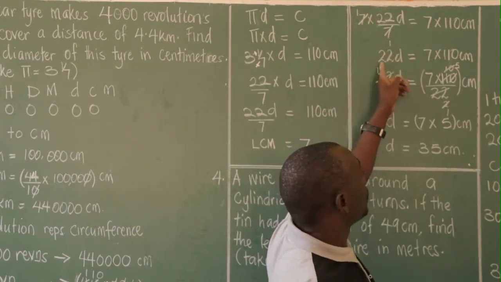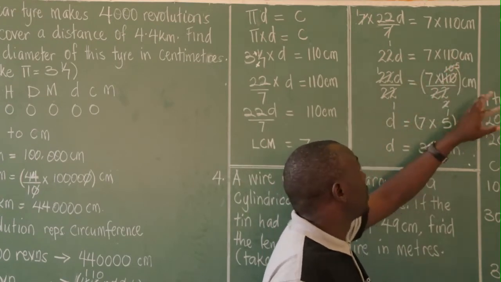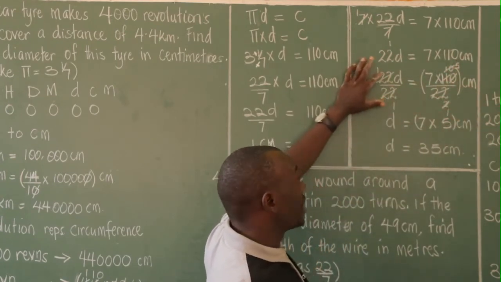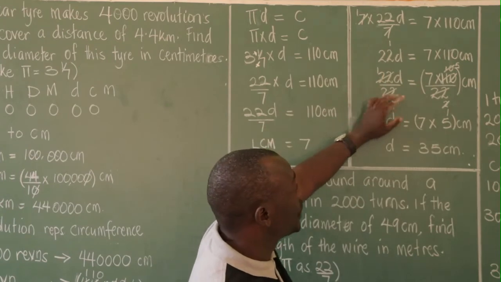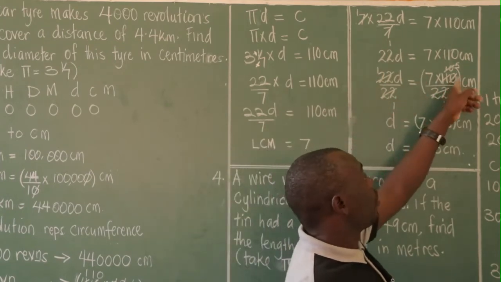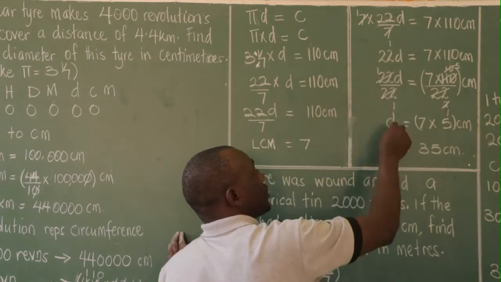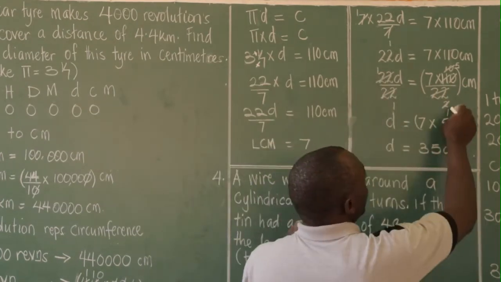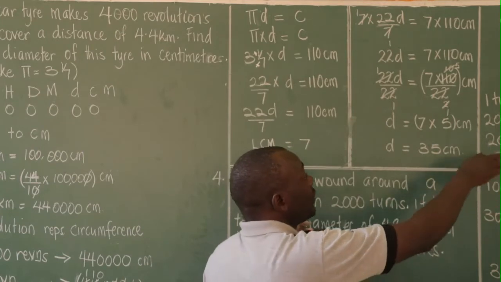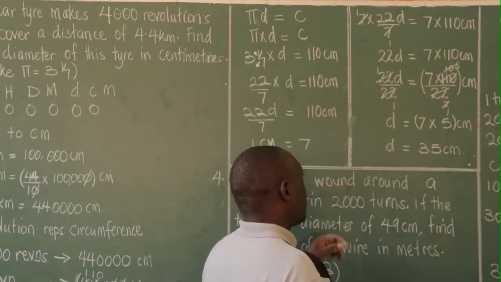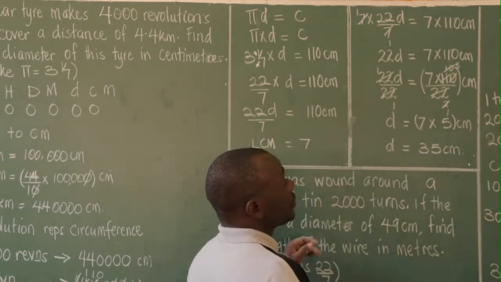Remember 22D equals 7 times 110 centimeters. Then the next step, divide by 22. That's 22D divided by 22 equals 7 times 110 divided by 22 centimeters. By 22 ones by 22 ones, remaining the diameter, which is D. Now normally, first divide by 11 for things concerning pi, especially when one uses 22 over 7.